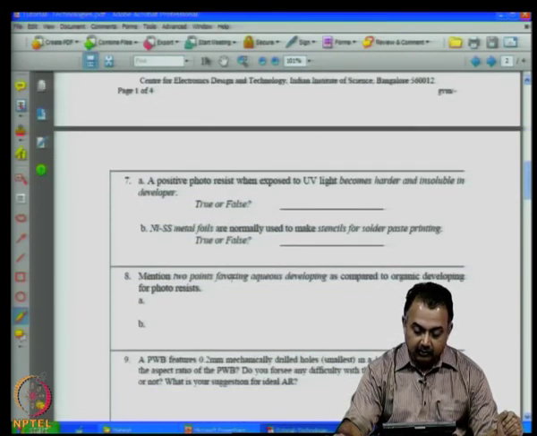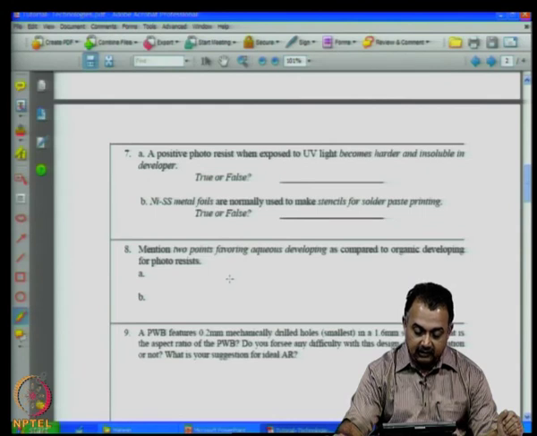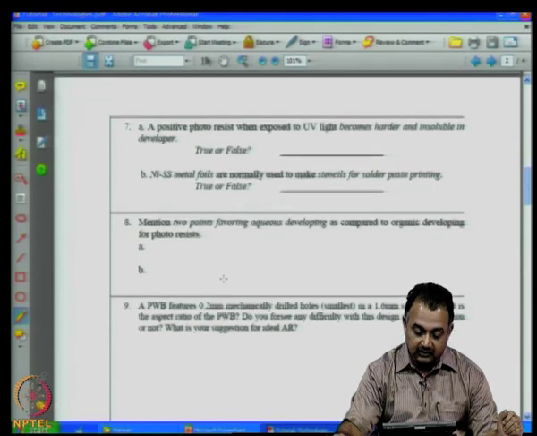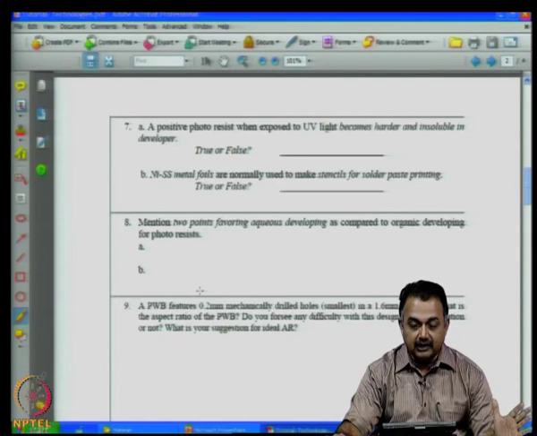Review questions like these are very interesting for you to have an understanding of what you have gone through in this chapter. A positive photoresist when exposed to UV light becomes harder and insoluble in the developer. So, when a positive photoresist is exposed to light, it actually becomes soluble in the developer.